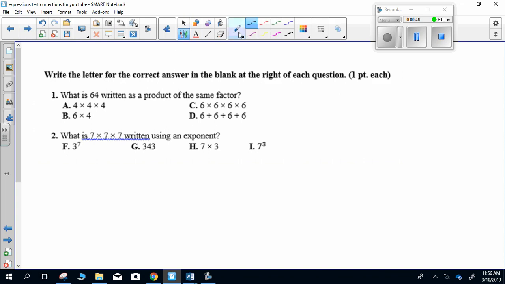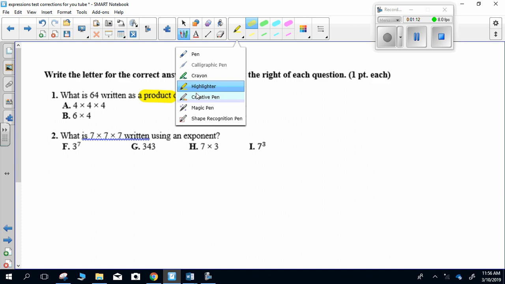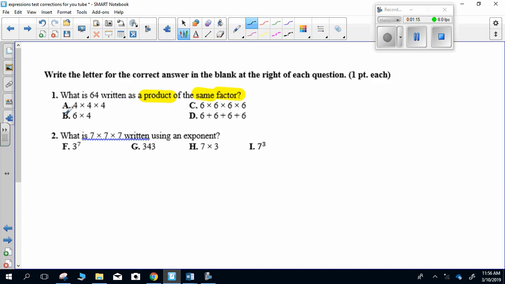So when I look at this, I need to remember what these things mean. Product means I need to be multiplying. Factor means these are numbers I'm going to be multiplying together. And then same factor means that the numbers all have to be the same. So in knowing this, I can eliminate choice B, and I can eliminate choice D because it says adding. So now my two choices are 4 times 4 times 4 or 6 times 6 times 6 times 6.